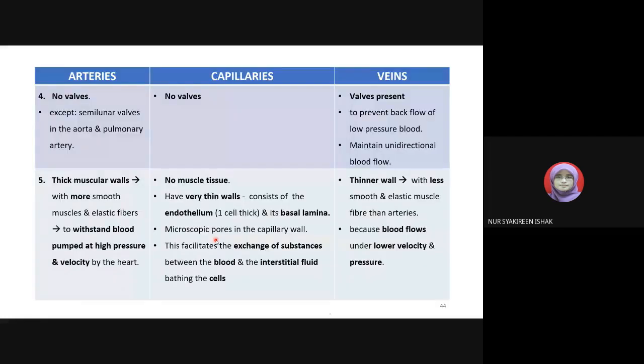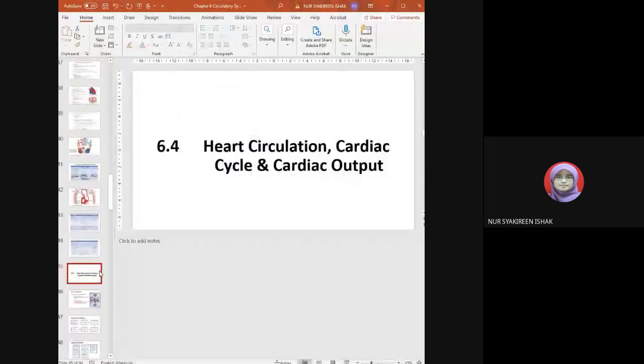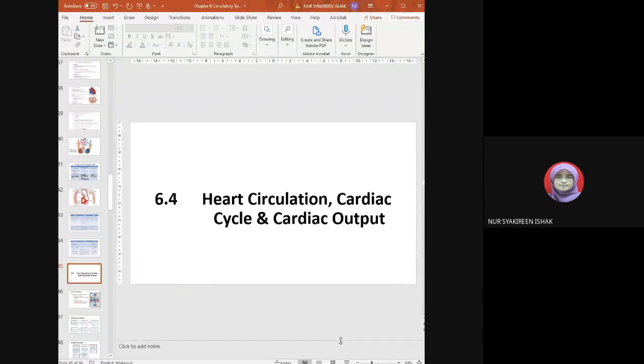So kita break sekejap, 2 minit, before we move on to the next part, which is heart circulation, cardiac cycle, and cardiac output. If you have any question, you can ask. If not, just take a break.